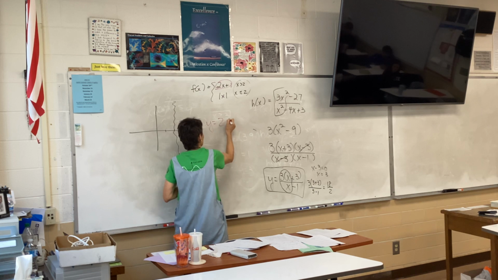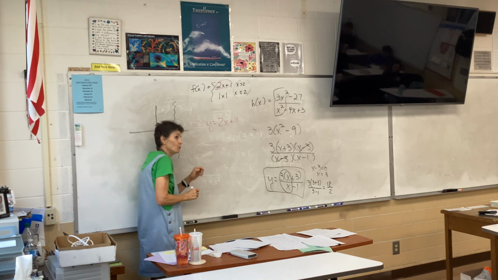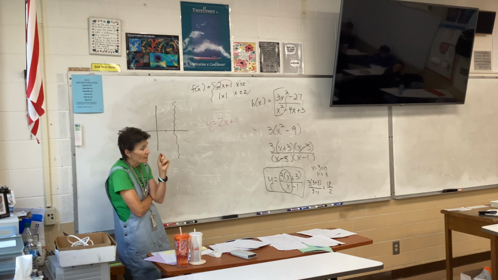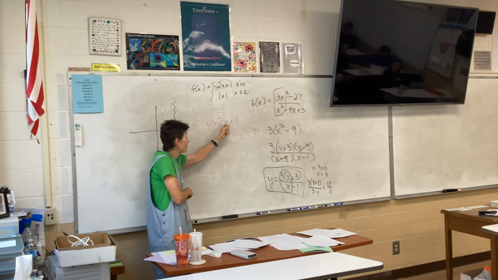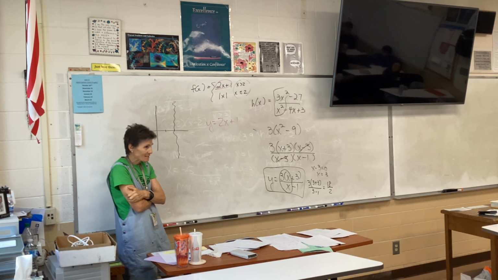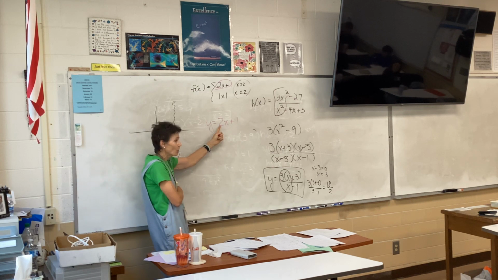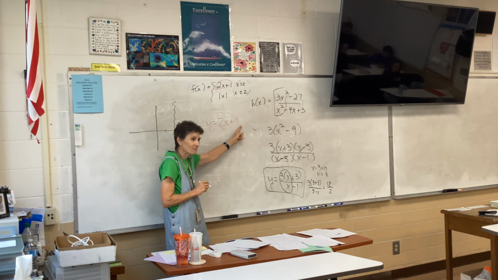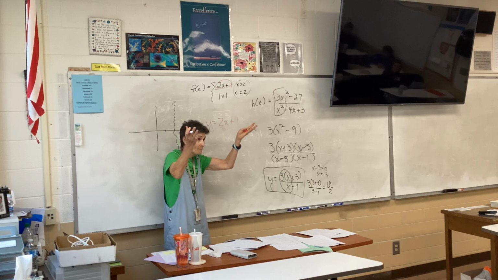Y equals 2x plus 1. Do not dare be confused. What shape is y equals mx plus b? That's a line, right? And it has a slope of 2 and a y-intercept of 1. It's been picked up 1.